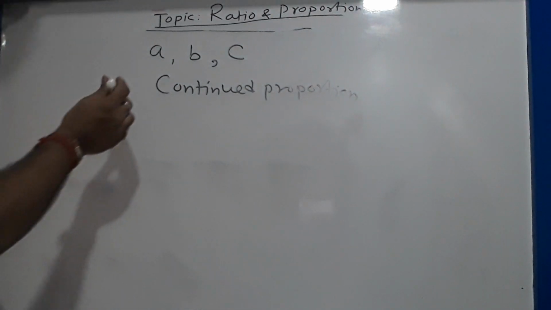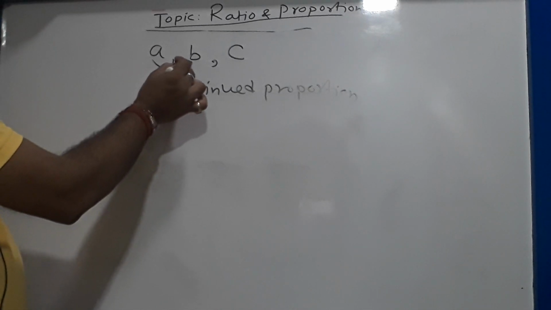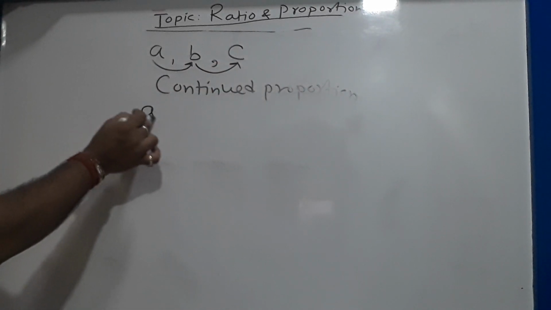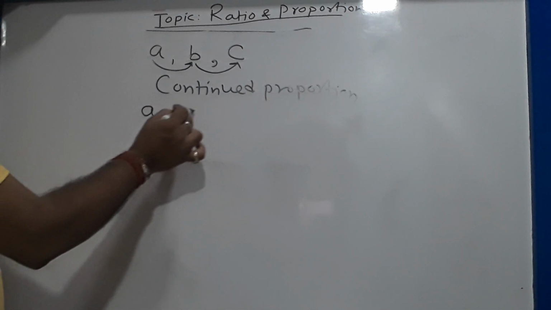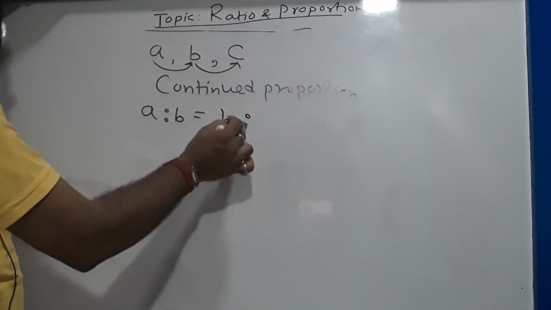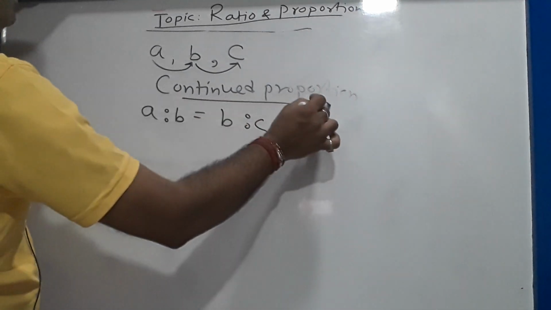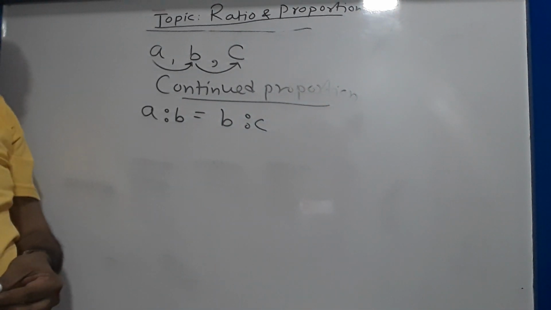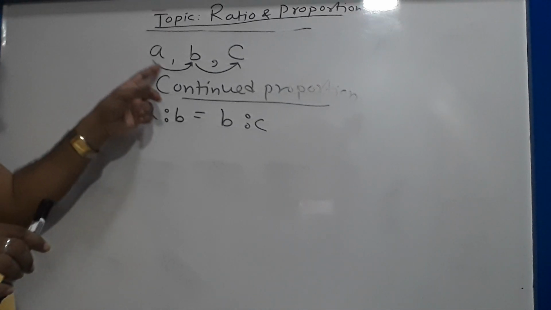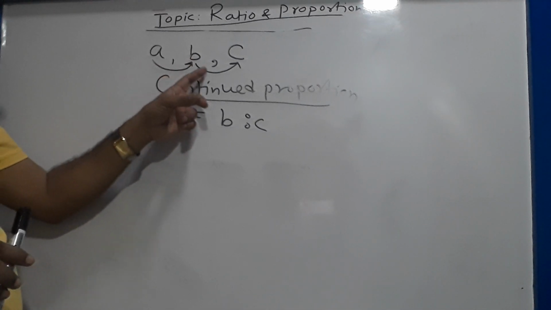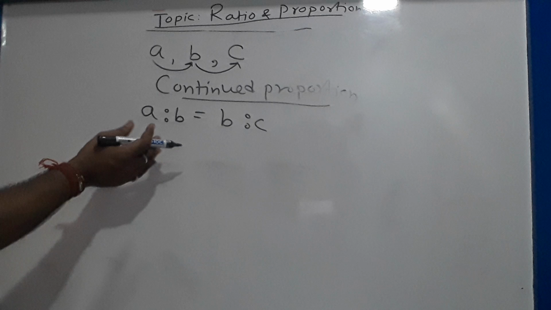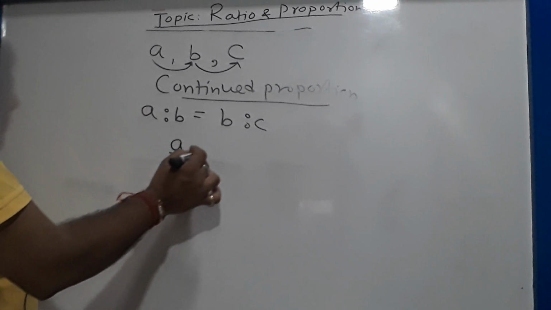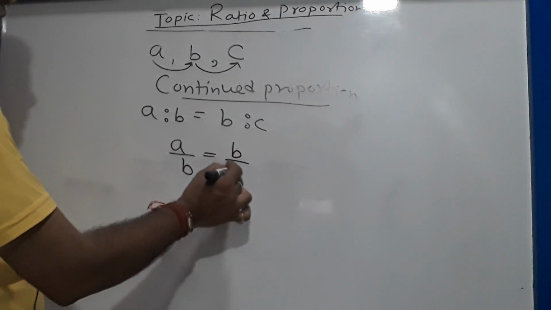Continued proportion means A ratio B is equal to B ratio C. A, B, C three numbers are in continued proportion. Now go by the definition of ratio. A ratio B means A upon B. B ratio C means B upon C.